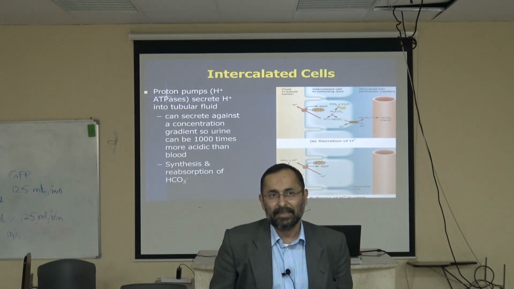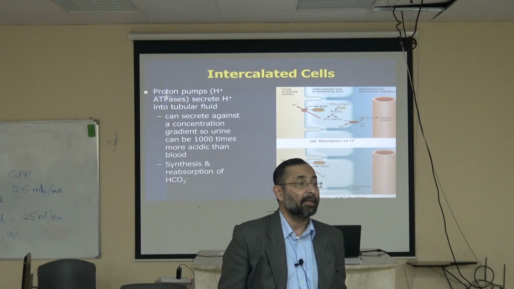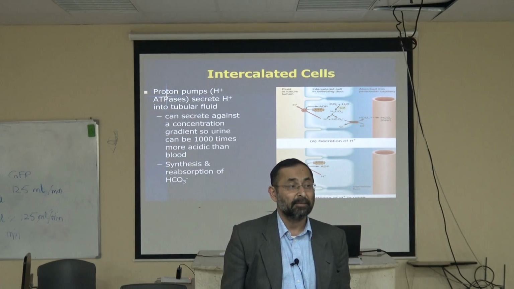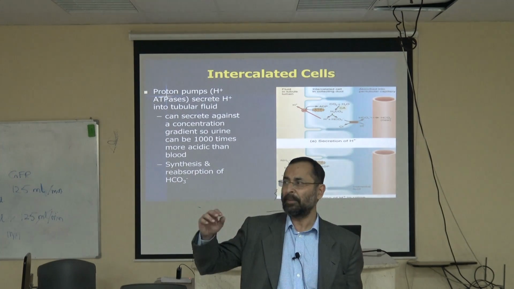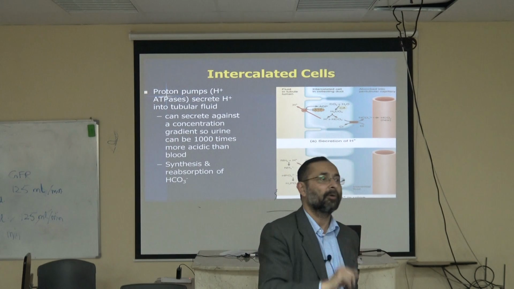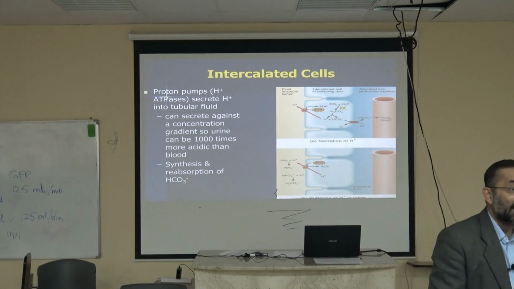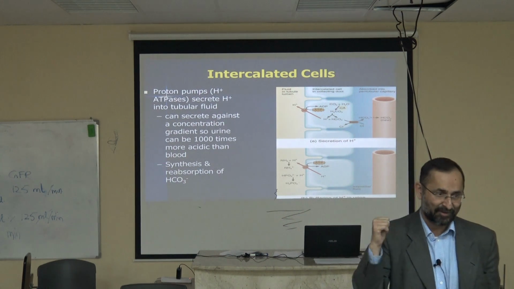So remember, intercalated cells are secreting hydrogen, but these hydrogen ions are coming by a special mechanism. Primary hydrogen pump is there. That primary hydrogen pump was not present in the proximal tubule. That was not there in the loop of Henle. That we did not see in the early distal tubule. Here, yes, it is there, okay?